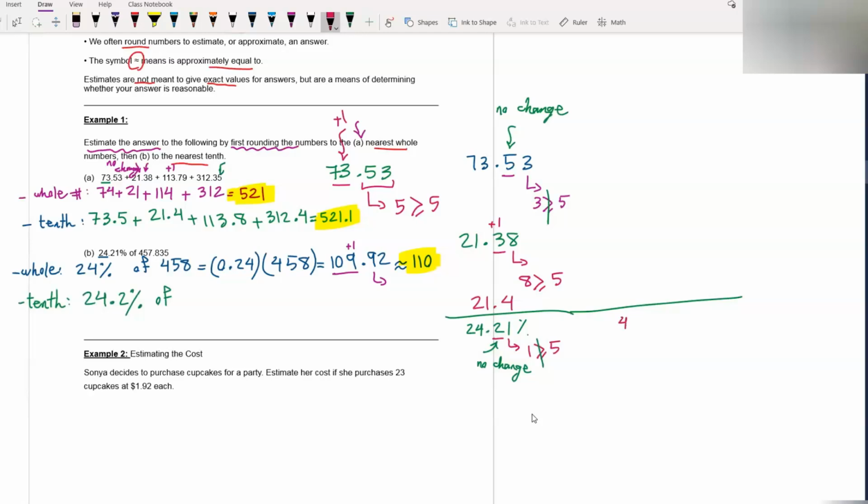So it's 457.835. And the 10th place is this one. Looking to the right of that one, this 3 is not greater than or equal to 5. Again, no change. So it's 457.8.